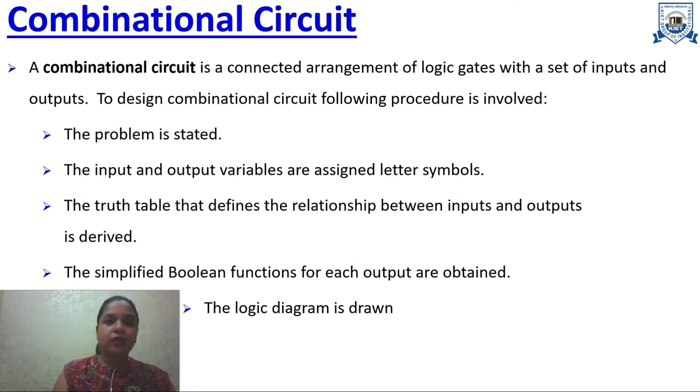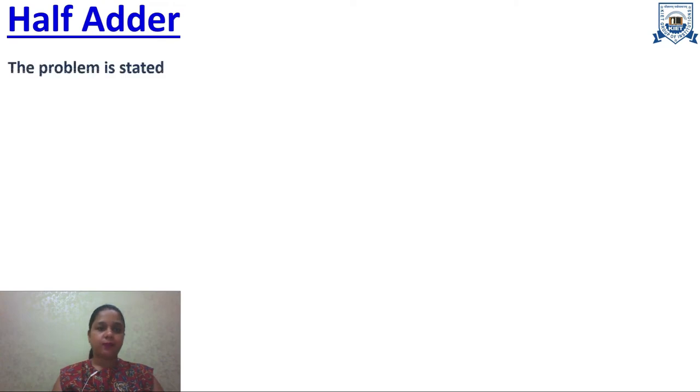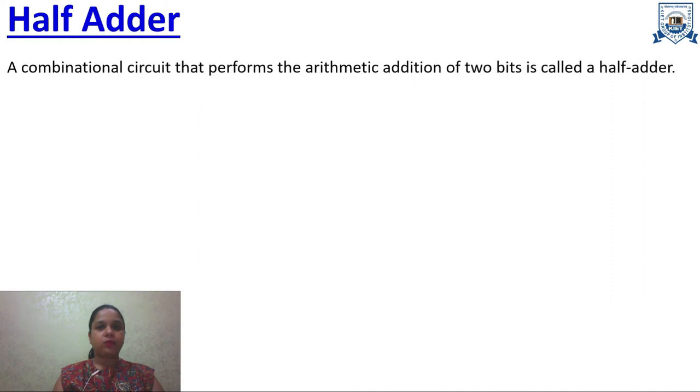Now let's move to the first combinational circuit, that is half adder. To design the half adder, the first step is that the problem is stated. It means that you must write the problem statement. The problem statement is: a combinational circuit that performs the arithmetic addition of two bits is called half adder. It means the combinational circuit which can add two bits is called half adder.